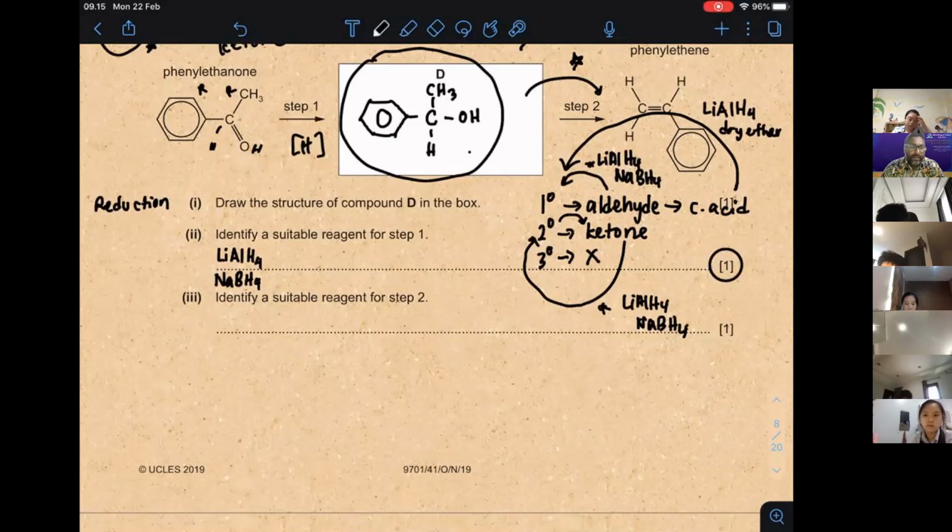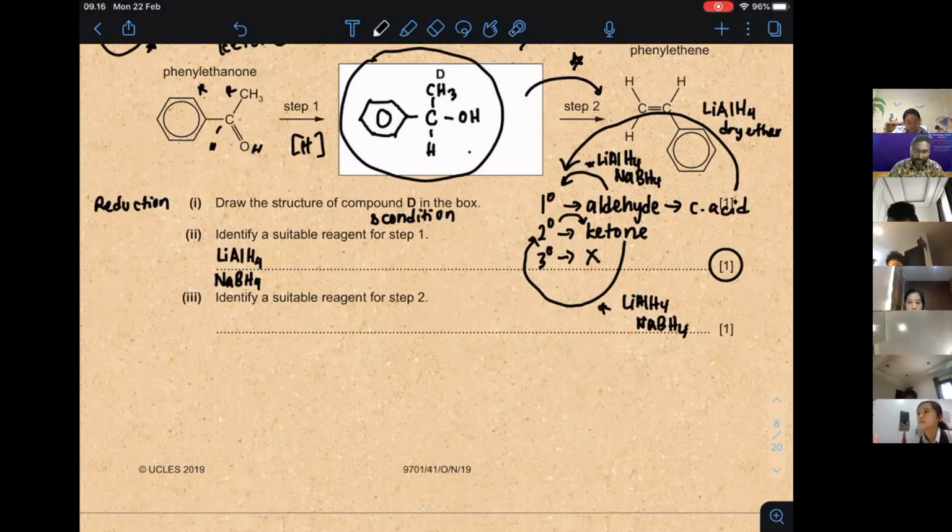Now they ask you to identify a suitable reagent. Sometimes they even add "identify suitable reagent and condition", but that doesn't mean they are going to give you 2 marks. In this case they didn't mention it. One of the reasons, most probably, is that students might miss out, especially for the NaBH4. So maybe they decided not to ask about the condition.